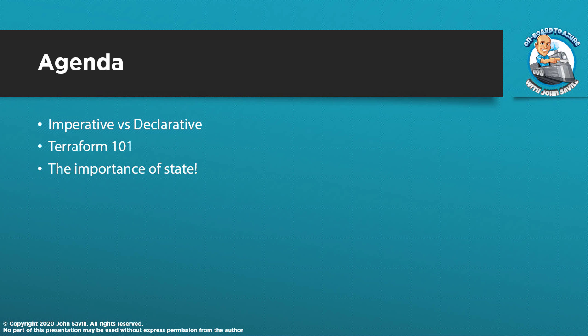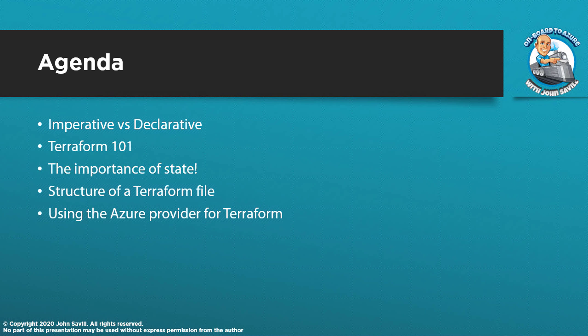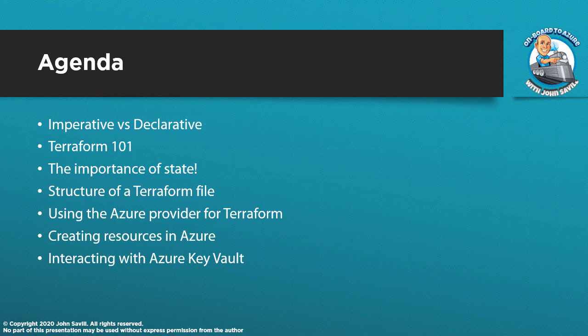Understanding the importance of state when we use Terraform, and that'll make a lot more sense when we actually start going through a couple of demos. I want to talk about the structure of Terraform files, using the actual Azure provider for Terraform, creating resources in Azure through a Terraform script, how I can interact with Azure Key Vault. Now, Terraform has its own Vault technology, but I'm going to focus here on just interacting with secrets that I have in Azure Key Vault.